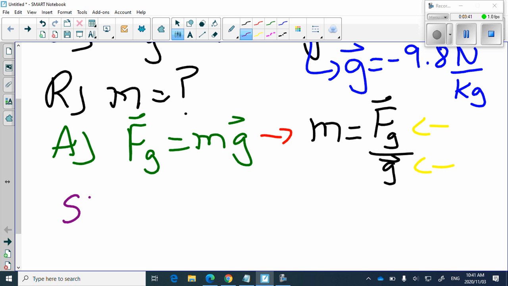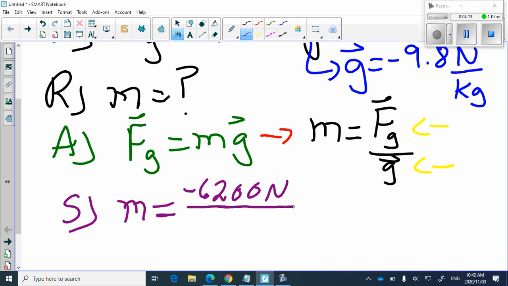Substitute, right? People complain to me, sir, you're using a lot of steps on such a simple short question. Yes. Okay? It's about making good habits. Keep that habit of organizing your thoughts in a structured solution. These are important, almost as important as the physics. Okay? So negative 6,200 newtons. It's a vector. It needs a direction, divided by the gravitational field strength near the surface of the Earth. It's a vector. It needs a direction.